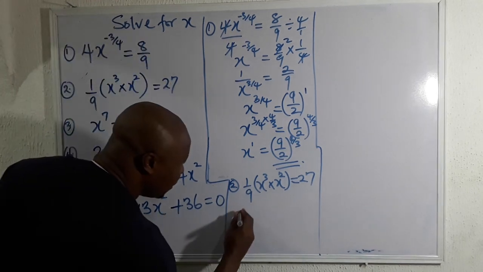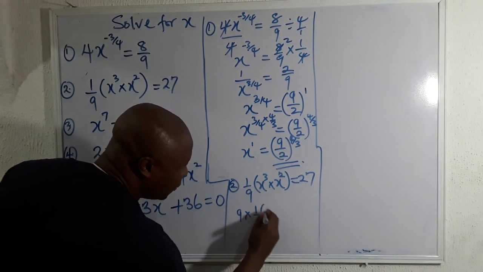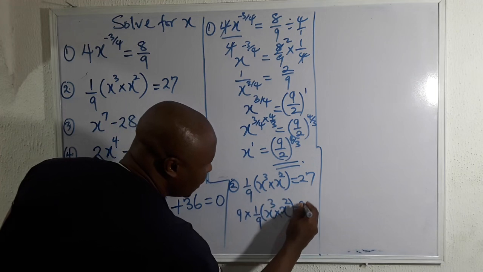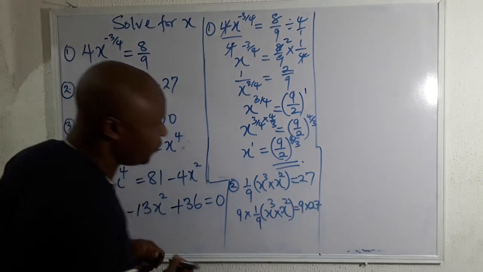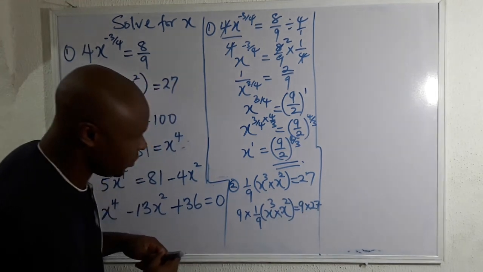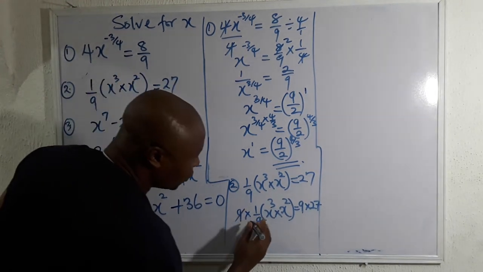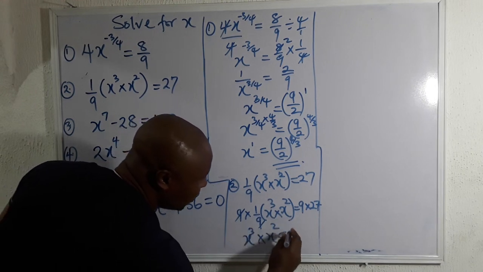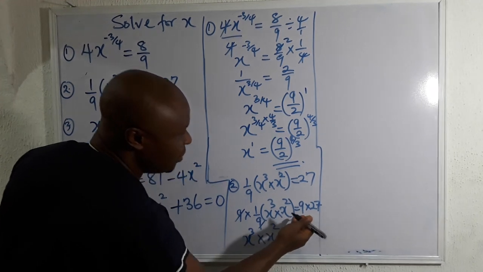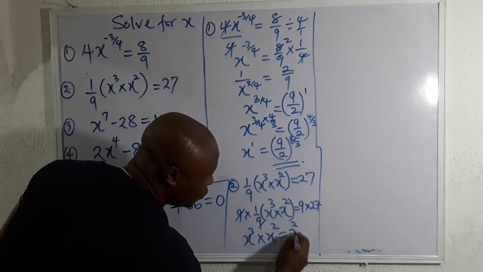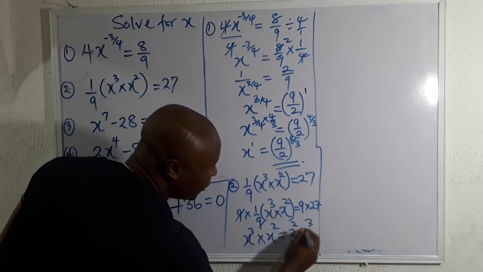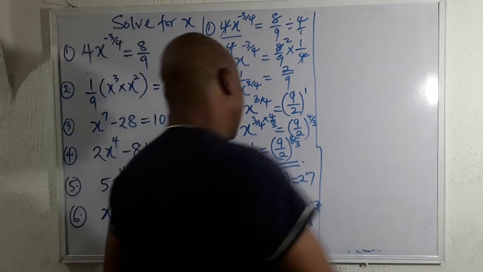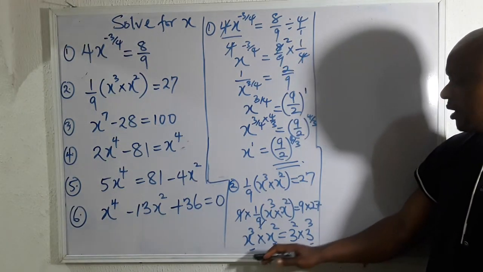So this gives us 9 times 1 over 9 into x raised to power 3 times x raised to power 2 is equal to 9 times 27. The 9 cancels the 9, so what is left is x raised to power 3 times x raised to power 2 is equal to 9 times 27. We can express these to the base of 3. 9 is the same thing as 3 raised to power 2, and 27 is the same thing as 3 raised to power 3. You can see that the bases on both sides are now the same, so we apply the law of indices to the left and right hand sides.